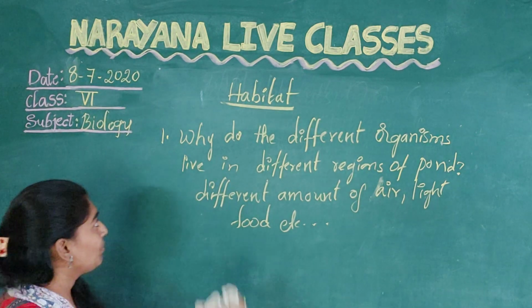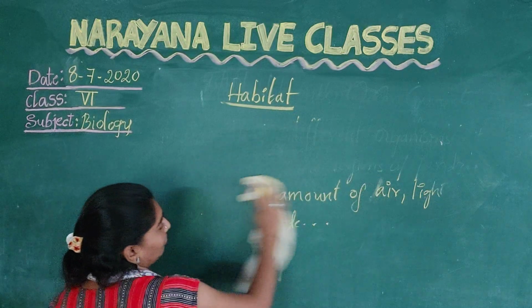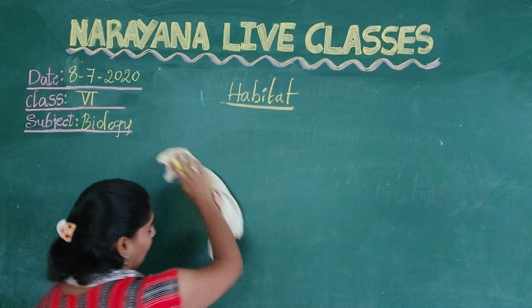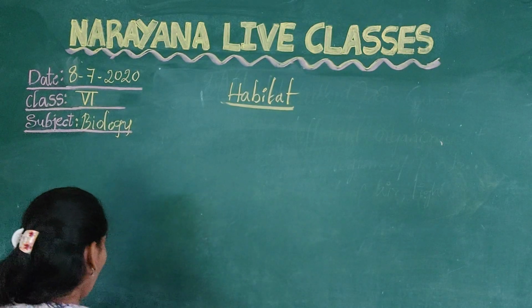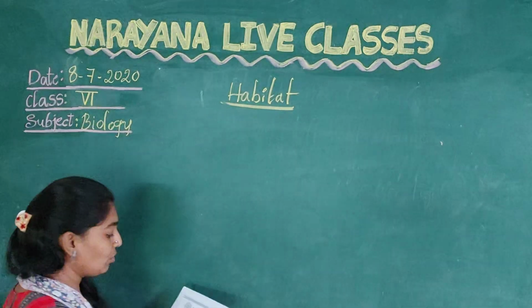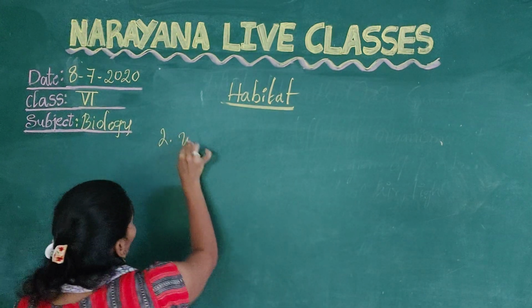The next question: which animals and plants do you think would live on the surface of the pond?